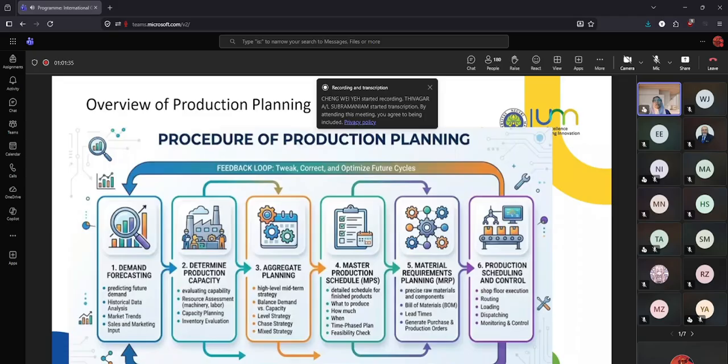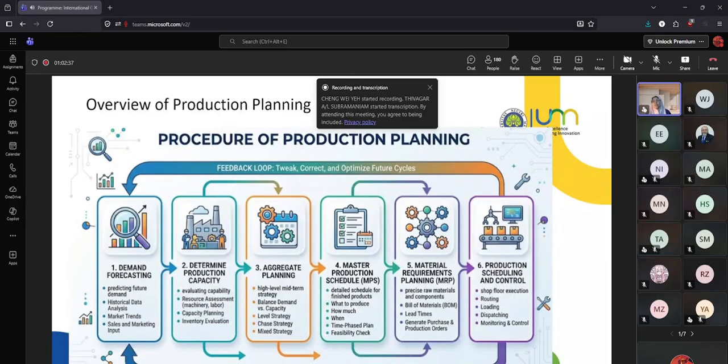And then we go deeper again after the MPS is done, and we go into material requirement planning. In this case, we are already entering into precise raw material and component planning. So we explode our MPS, our master production schedule, into a detailed schedule for raw material and component.